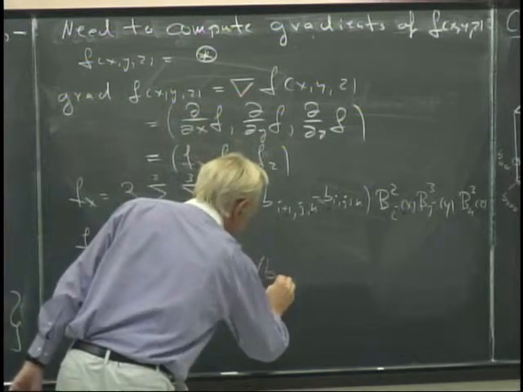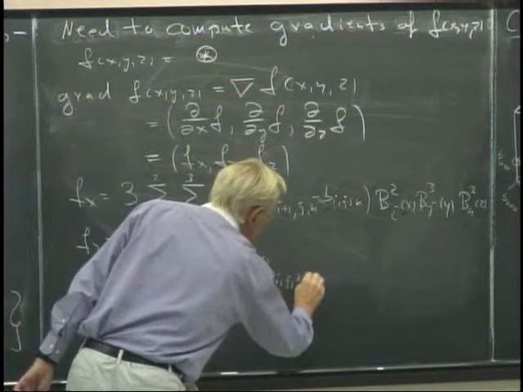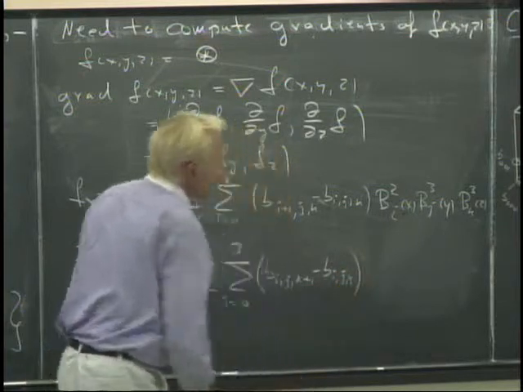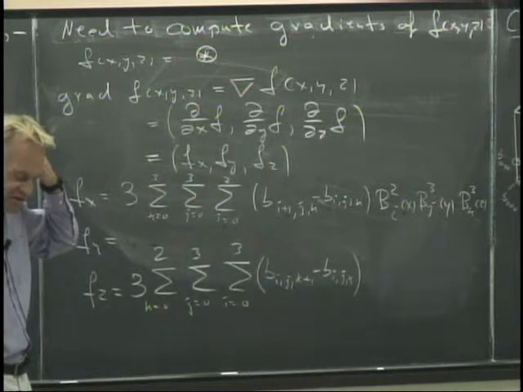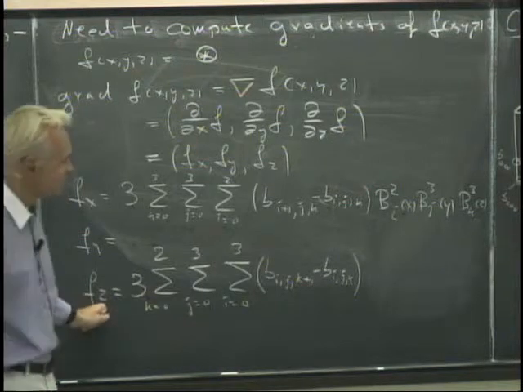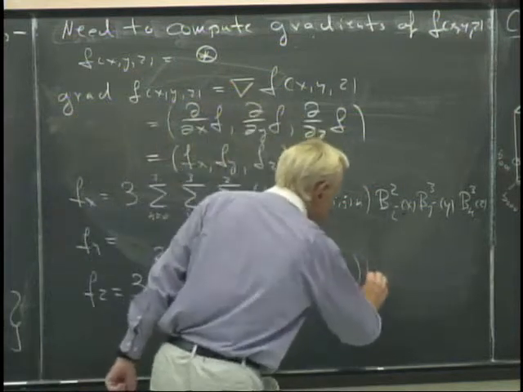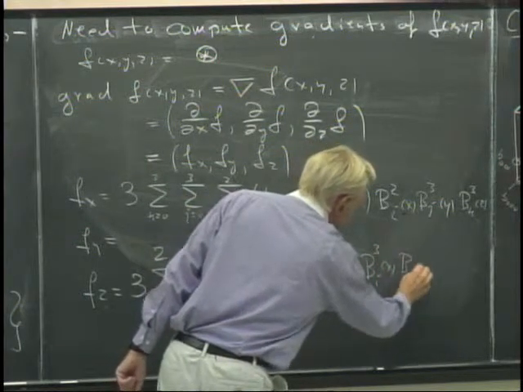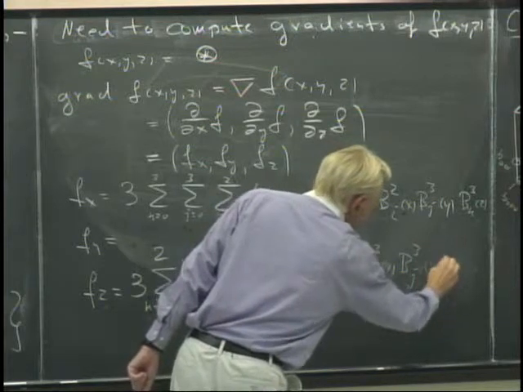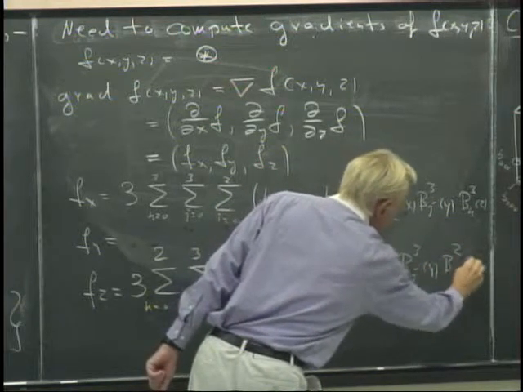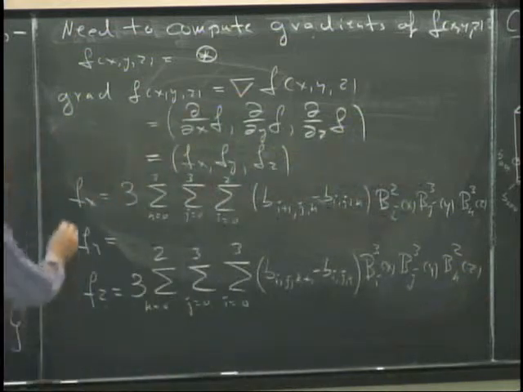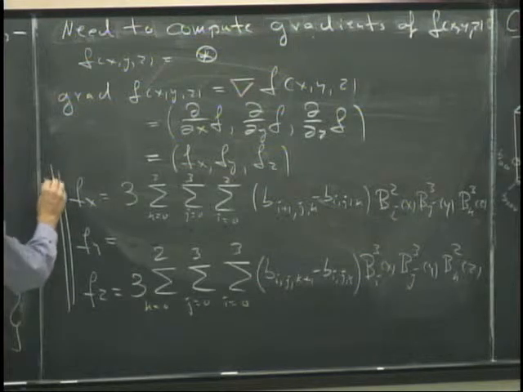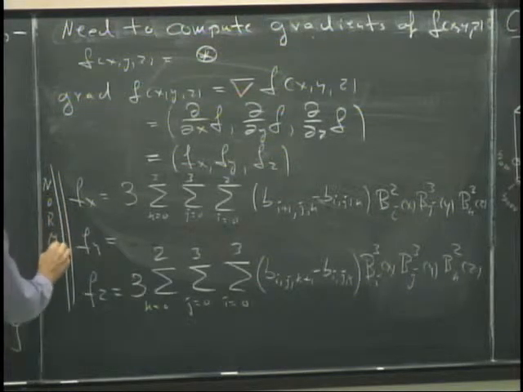So it has to be b i j k plus 1 minus b i j k, times which degree goes down? The degree of the polynomials in the variable z, because I differentiate with respect to z. The others stay the same. So it has to be b i 3 of x times b j 3 of y times b k 2 of z. These are the ones that I need for my normal computations.